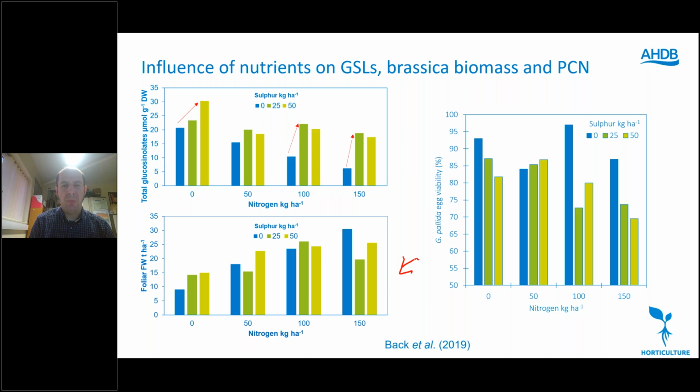So when we put those two graphs together and we look at what's happening with PCN here, this is one I want to draw attention to, where we're applying 100 kilograms per hectare of N, so we're getting the biomass from there, and where we're adding then 25 kilograms per hectare of sulfur, we are getting a better suppression of our PCN eggs. So that's the take-home message.